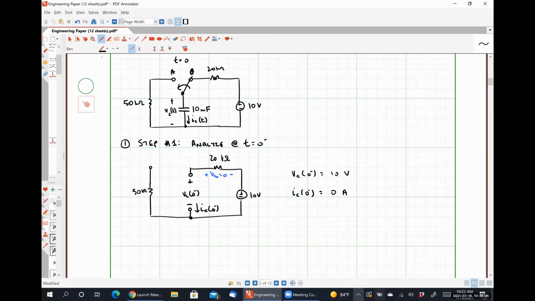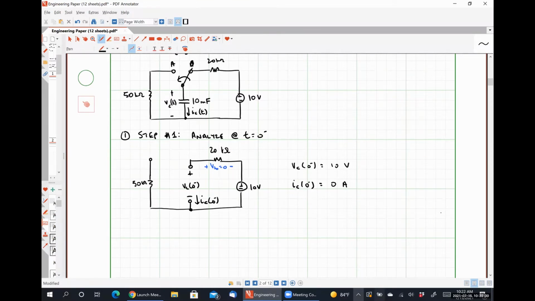Anybody got any questions? Is that current always going to be 0 amps, correct? Yes, the current flowing through the capacitor at any time when the capacitor is at DC steady state, meaning we're treating it like an open circuit, will always be 0 amps. Okay. Any other questions?